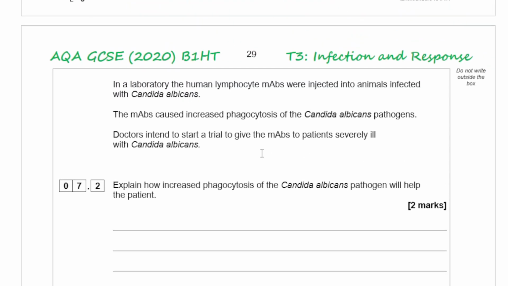In the laboratory, the human lymphocyte MABs were injected into animals infected with Candida albicans. The MABs caused increased phagocytosis of the Candida albicans pathogens. Doctors intend to start a trial to give the MABs to patients severely ill with Candida albicans. Explain how increased phagocytosis of the Candida albicans pathogens will help the patients. Now, phagocytosis are carried out by a group of white blood cells called phagocytes.